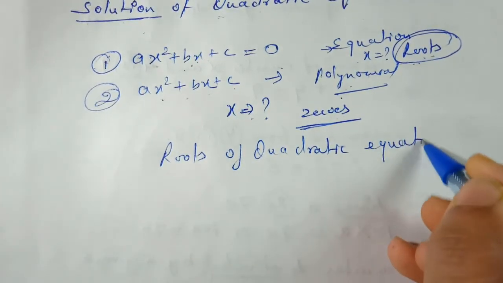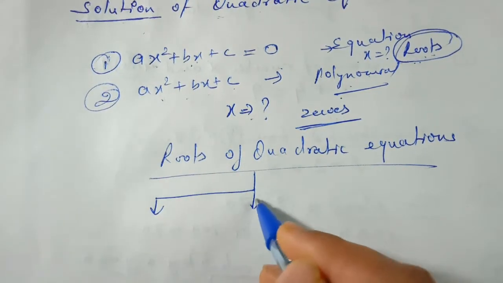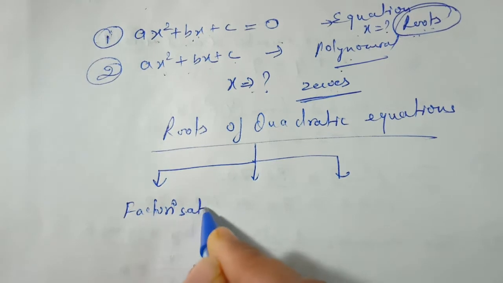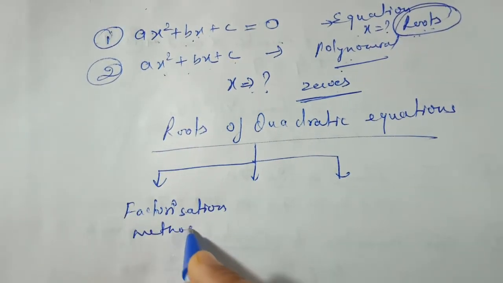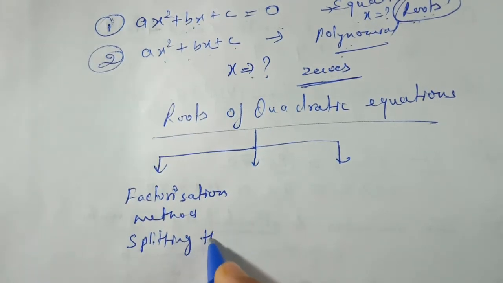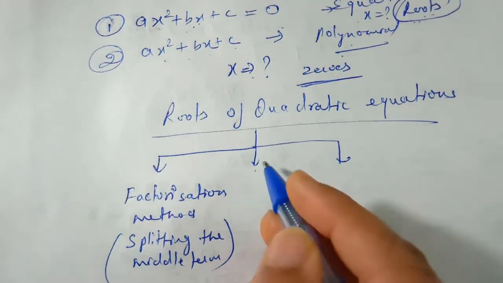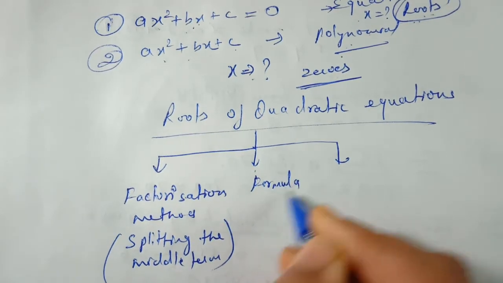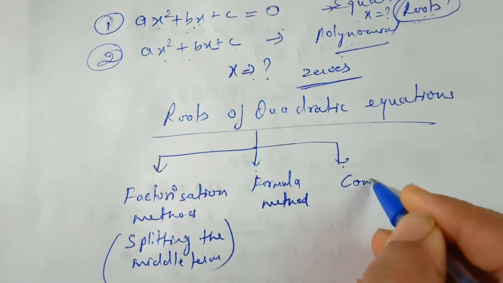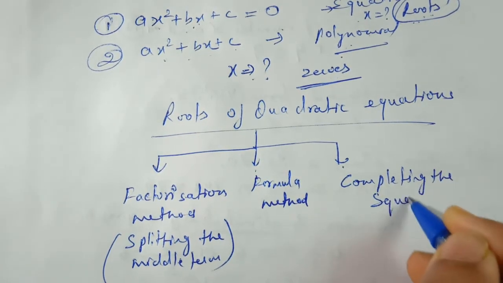If we have to find the roots of a quadratic equation, then it has three methods. How many methods does it have? Three methods. Number one is the factorization method, which we have learned in class 9th also. This is also called the splitting the middle term method. Number two is the formula method, in which we are going to use a formula. Last is the completing the square method.